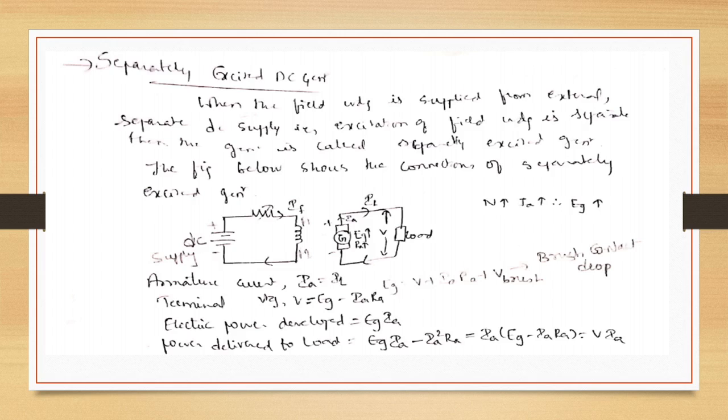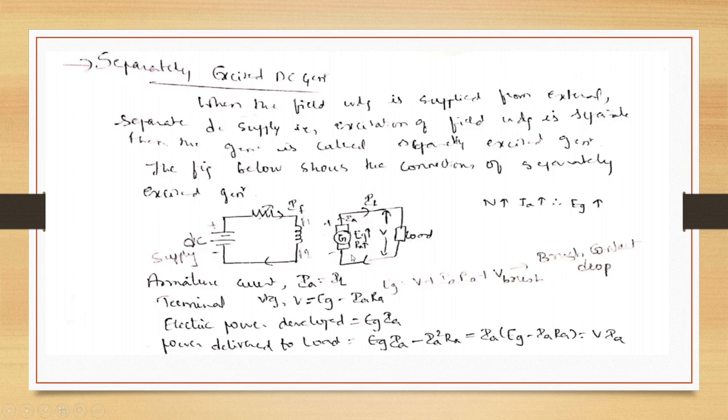So the figure below shows the connections of a separately excited generator. Here we can see this is a DC supply, and this is some variable resistance. IF is the field current, F1, F2 is here. This is the generator, EG is the EMF generated in the generator, RA is the armature resistance, IA is the armature current. IL is the load current, because the load is connected here. V is the terminal voltage.